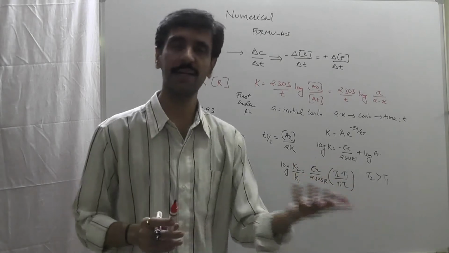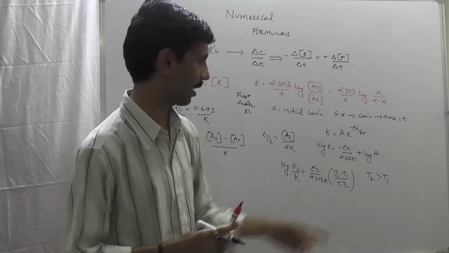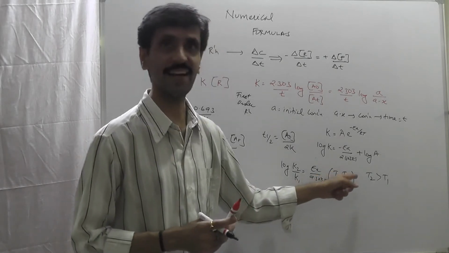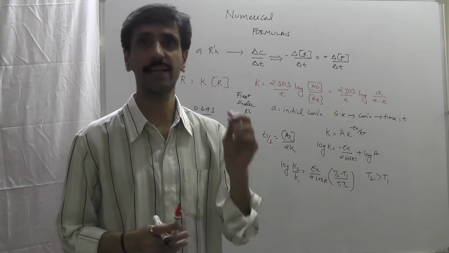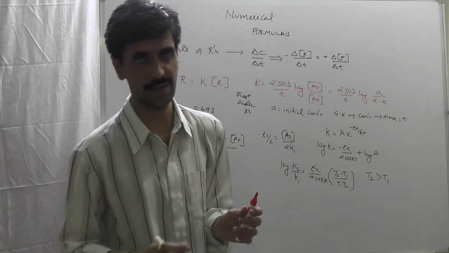ये आपको बताइए, that is it is energy of activation and R is the gas constant. And then T2 minus T1 इसलिए करना है क्योंकि मैंने आपको पहले ही बोल दिया कि T2 is going to be greater than that of what? T1. तो उस हिसाब से आपको सिलेक्ट करना है.